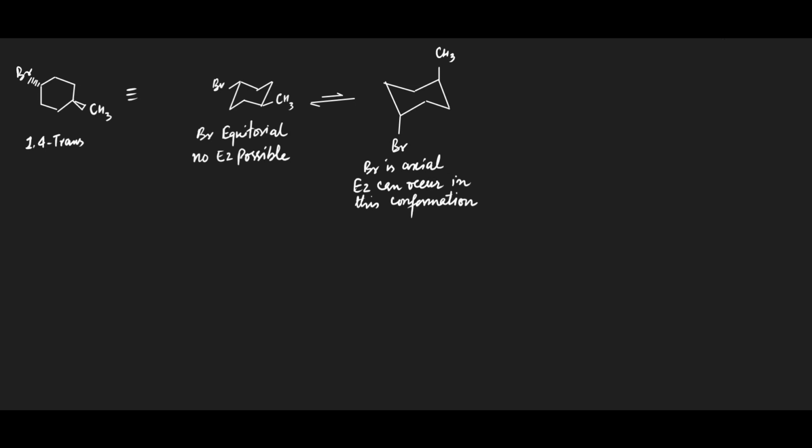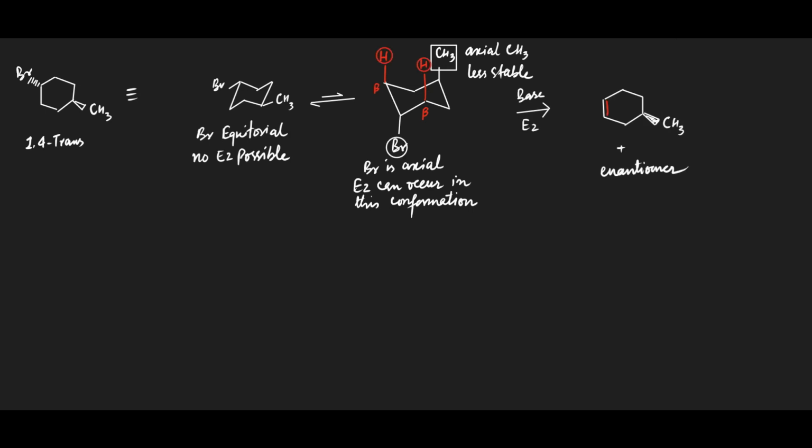There are 2 beta positions each having axial hydrogen, which can be eliminated by E2. But this methyl in axial position makes this a less stable conformation. Elimination of either axial beta hydrogen shown in red gives this product and of course its enantiomer.